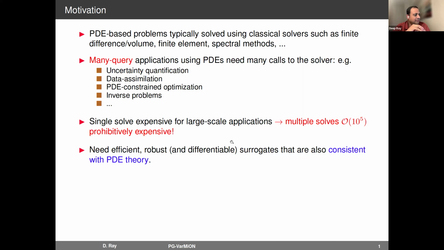So that kind of brings about the need to design efficient and robust and at times differentiable surrogate solvers for the PDE, which can give you these solutions very quickly and efficiently, but while also trying to build surrogate models which are consistent with the underlying PDE theory. Okay, and that's what the talk today is all about.